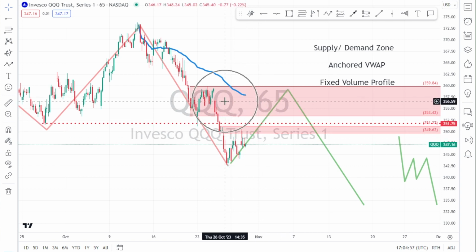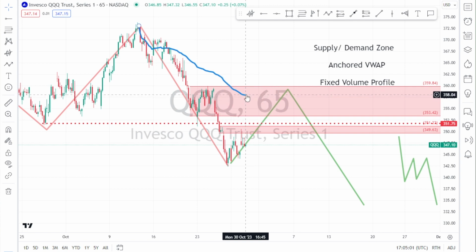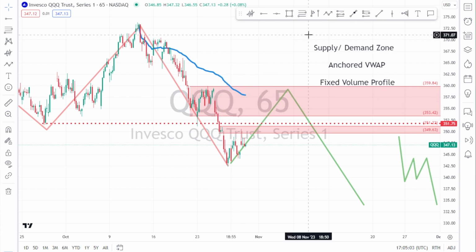We've got a VWAP that's corresponding with the zone, and now I'm going to use the fixed volume profile tool. Now, volume profile is showing me something similar to anchored VWAP. What it's showing me is where most of the volume has traded. And I say fixed volume profile because I don't want to use a whole volume profile that looks at a bigger time frame.